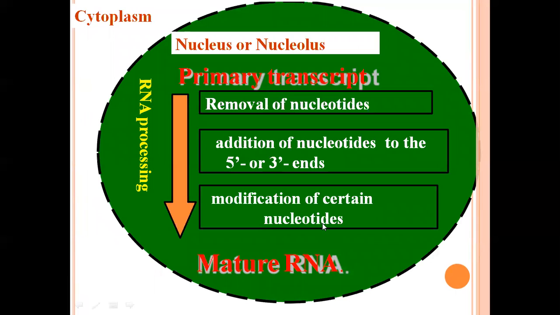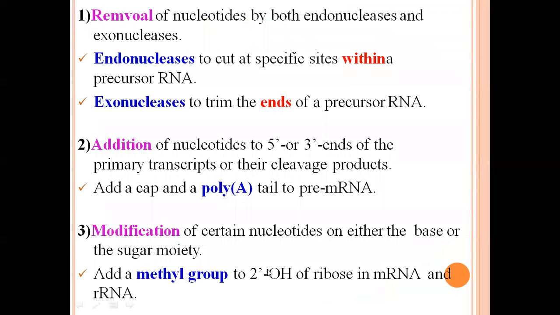Then modification of certain nucleotides. Why is it required? Because if any damaged portion or point mutation occurs, then even one triplet codon will be affected, so amino acid synthesis will be hampered. So then ultimately we will have the mature RNA, and the mature RNA will take part in the translation process.